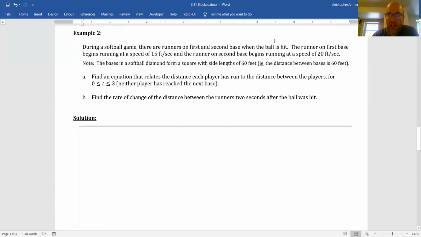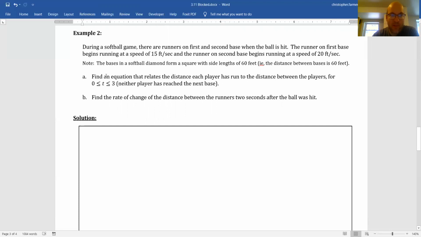There's runners on first and second base. When the ball is hit, the runner on first base begins running at 15 feet per second. The runner on second base begins running at a speed of 20 feet per second. Okay, so I guess a little bit of extra information here. In softball, the bases are 60 feet apart. They do form right angles, so we're kind of looking at a square along the way here. And the two questions we're asked: part A is to go ahead and find the equation that gives a relationship between the distance each player's run to the distance between the players.